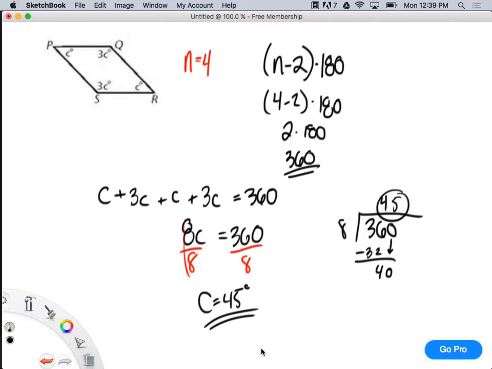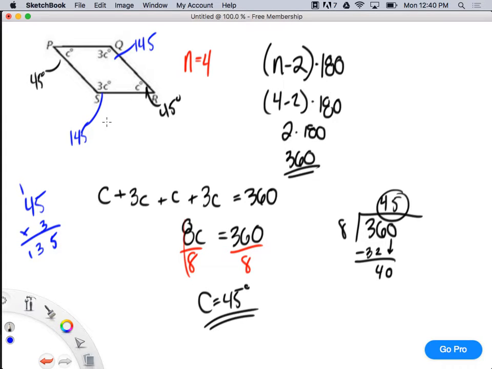You could, but I'm just asking you to solve for C. Does that make sense? But if I wanted to find these angles, I'd plug 45 in. So if I said solve for the angles, these ones are just 45 degrees, those two there. And then these would be 3 times 45. 45 times 3 is 135. Do you get 8 by multiplying the number of sides by 2? No, you just add them all up. 1C plus 3C is 4C, plus another 3C is 7C, plus another C is 8C.